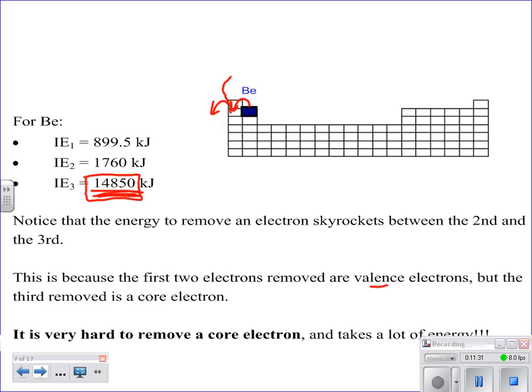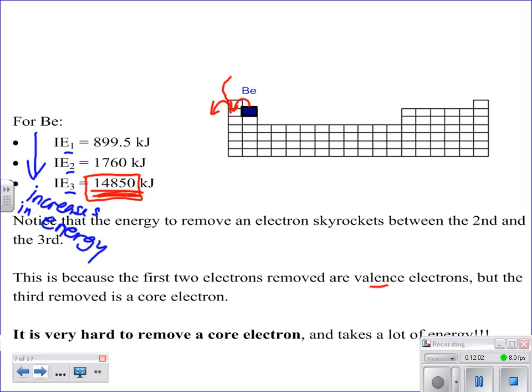Also, maybe you just want to note on your paper, we said this earlier, but notice that as you continue to grab a second, a third, a fourth, it always increases in energy. Okay, so really that's about all we've got here. It is very hard to remove a core electron. It takes a lot of energy. So now we're ready to move on to another concept.